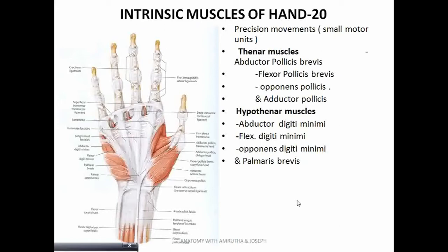So let's begin. So muscles of the hand can be divided into intrinsic and extrinsic group of muscles. Intrinsic muscles are the muscles which are originating and inserting into the hand. They are not going away from the hand. They are mostly small muscles. Whereas extrinsic muscles are the muscles which may have origin or insertion point out of the hand.